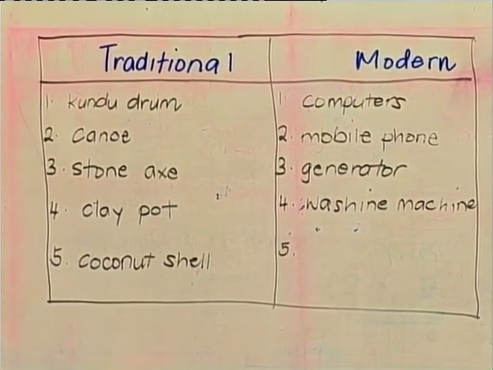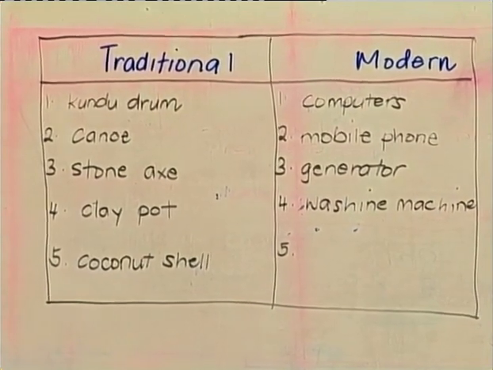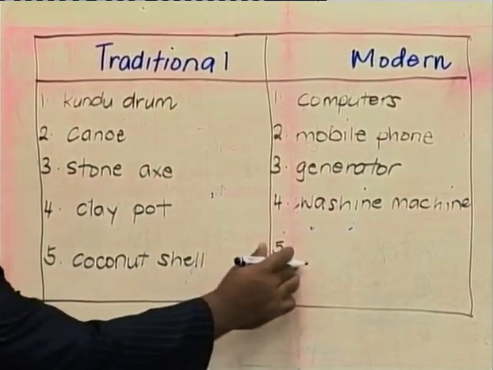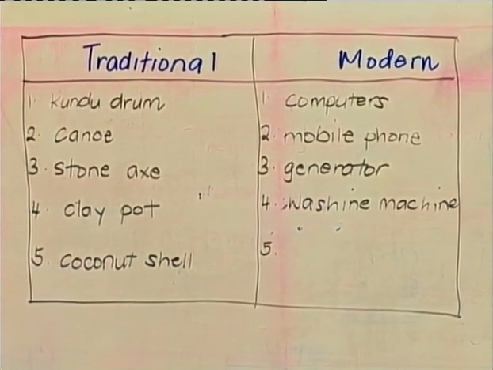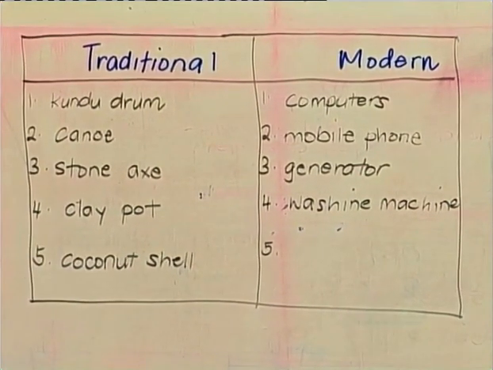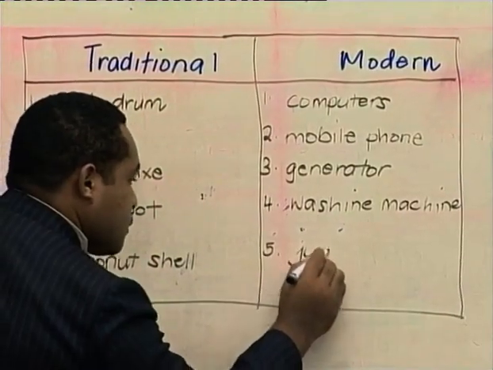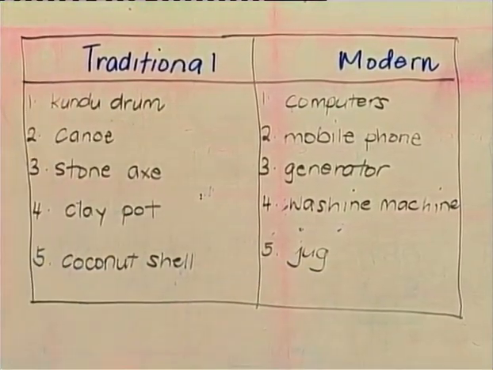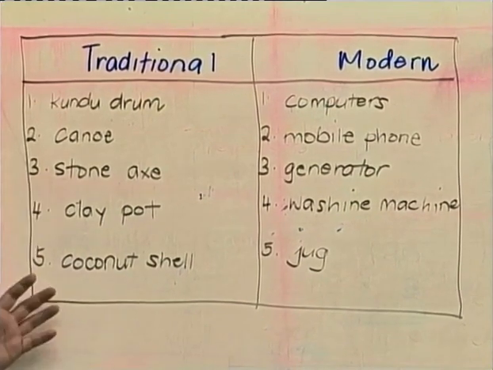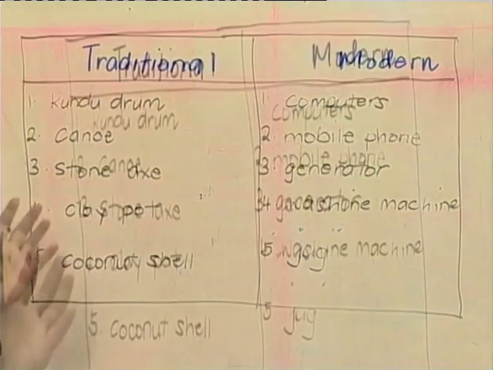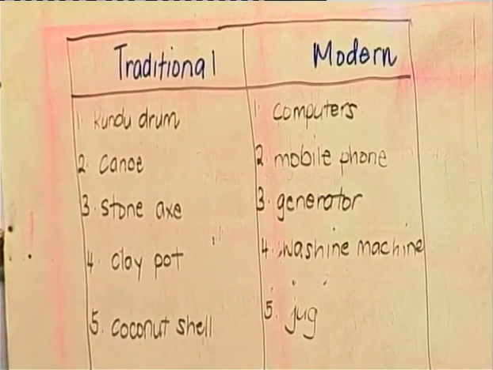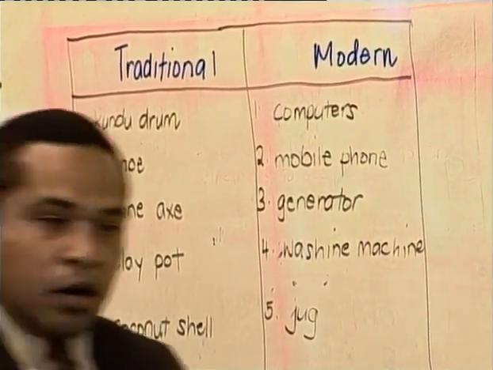Okay, last one for modern machine. Anna Moro? Jug. Jug, very good. Okay, receiving students and 6C, these are the traditional machines and modern machines that we have come up with. Okay, let's move on.